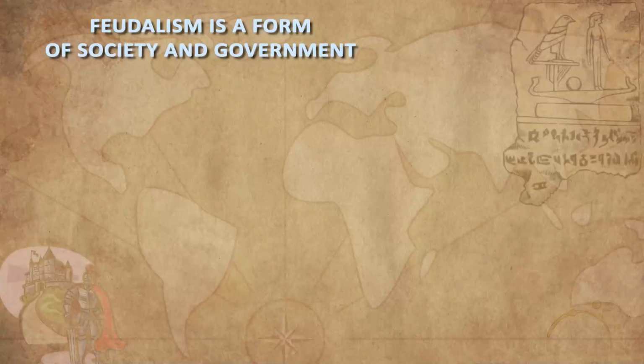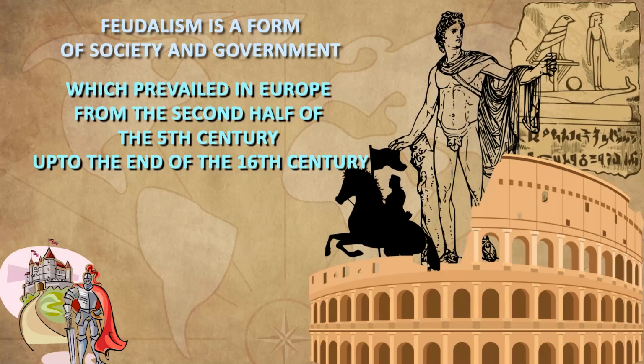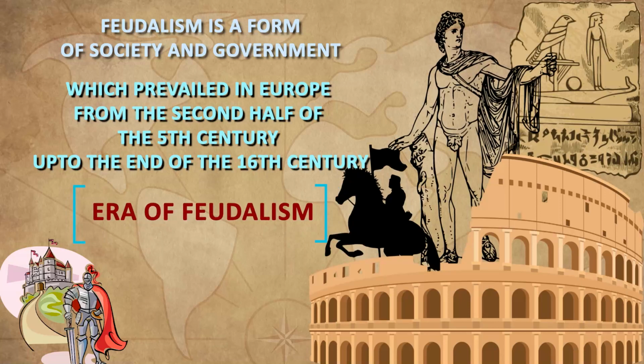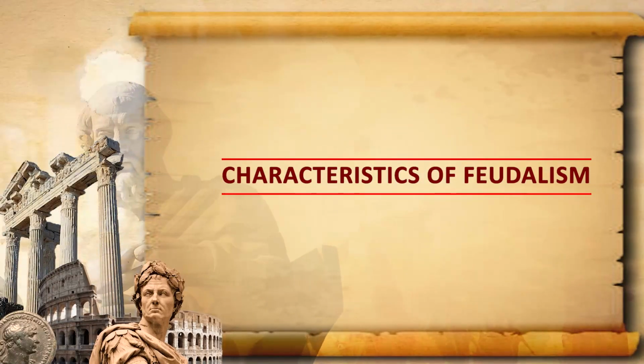This system developed as a feudal system, which was totally different from the previous unified Roman Empire. Feudalism is a form of society and government which prevailed in Europe from the second half of the 5th century up to the end of the 16th century. This long period may be called the era of feudalism. Now, what are the characteristics of feudalism?